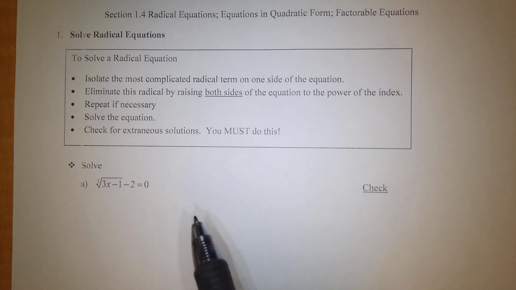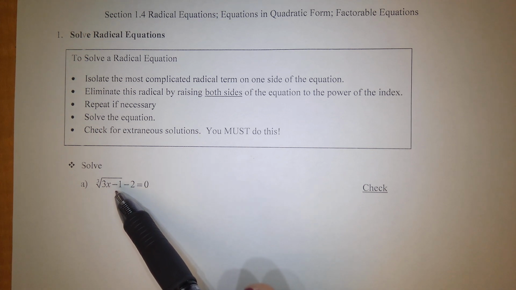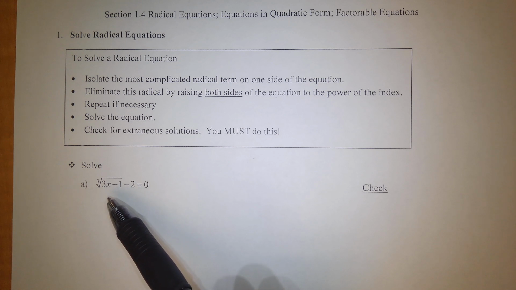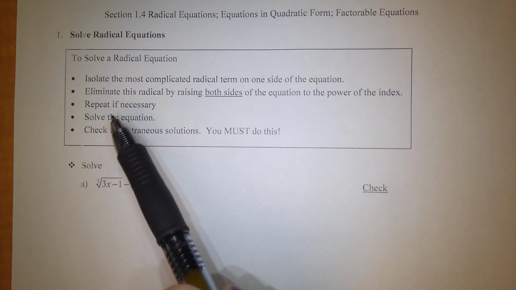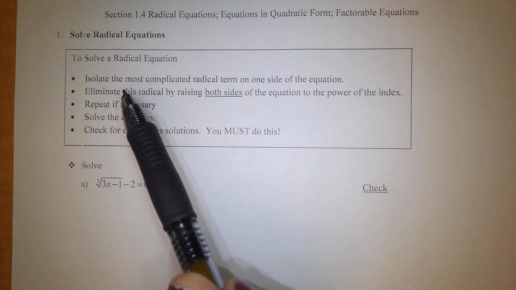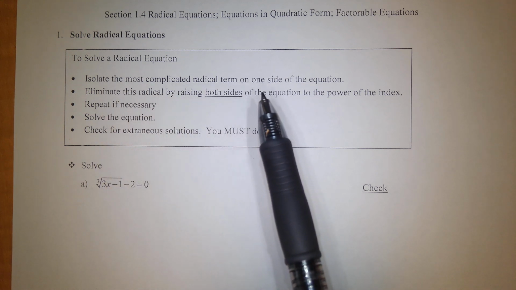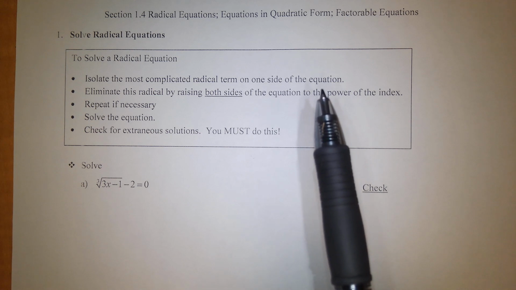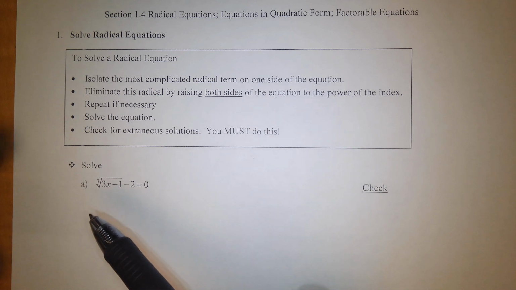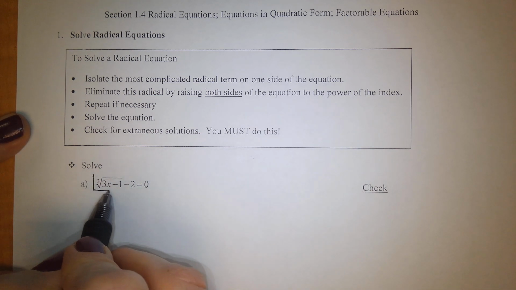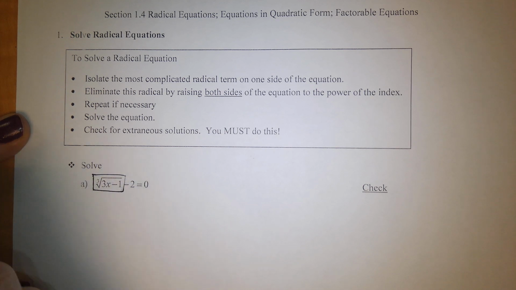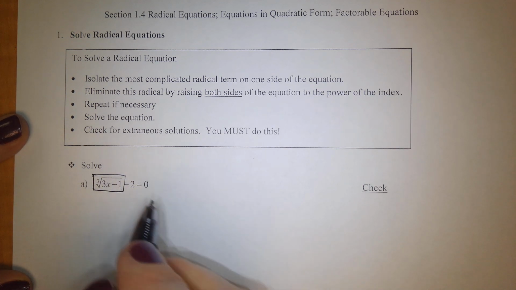Solving equations in radical form. In order to solve equations that have radicals inside, the first thing you must do is isolate the most complicated radical term on one side of the equation first. In this case, it means get this radical all by itself on the left-hand side of the equation.